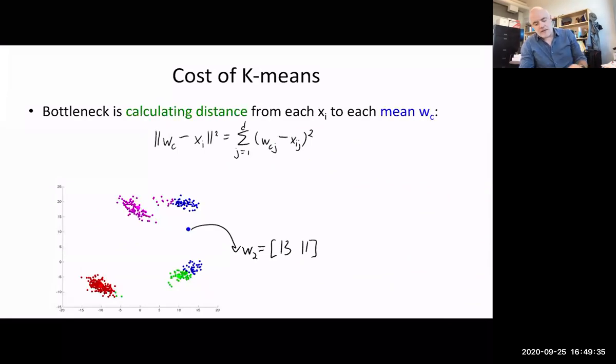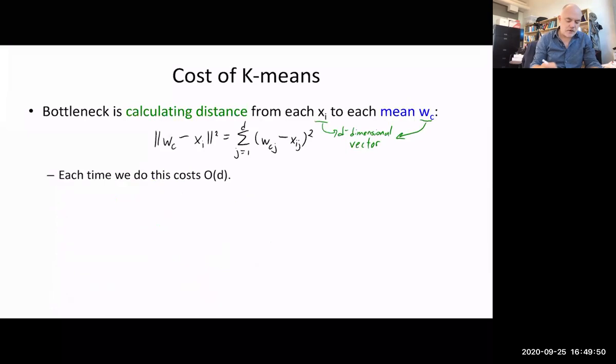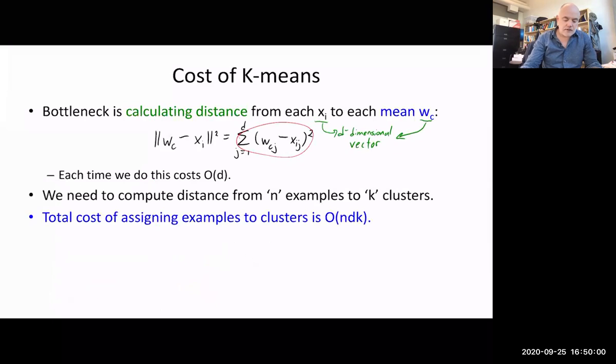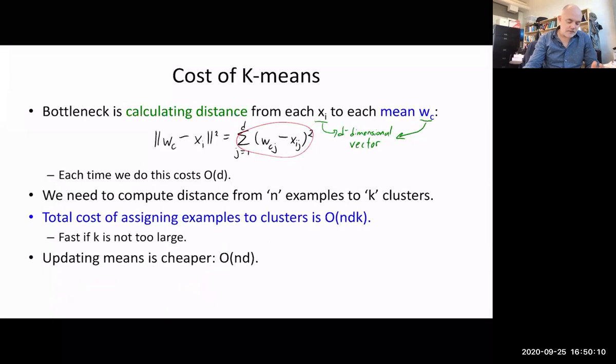So the cost of computing k-means, we don't know how long it takes to terminate necessarily, but we can talk about what one step looks like. The bottleneck of k-means is calculating the distance from each feature vector to each mean. Each of those is a d-dimensional vector, and you have to do this for all k means. So every time we compute the distance to one of the k means, we have to do d operations, and we have to do this for all n examples to each of k clusters.